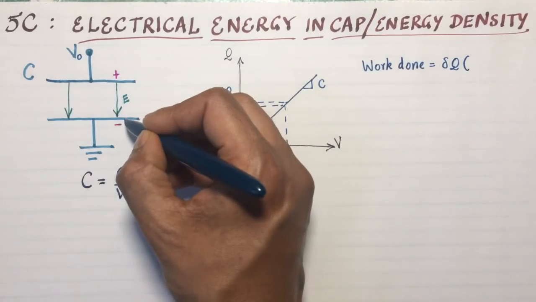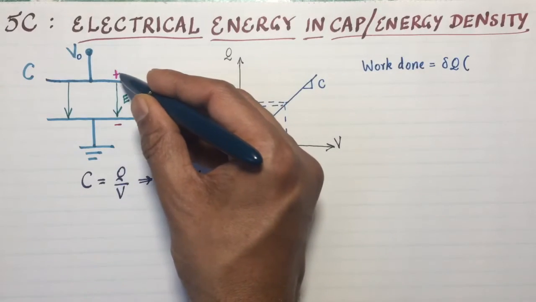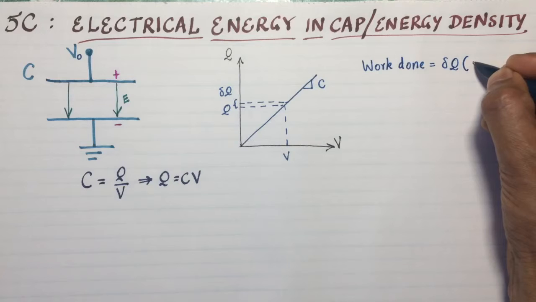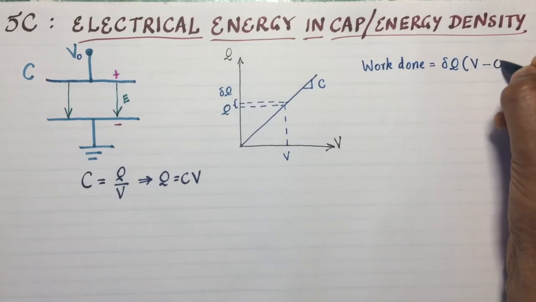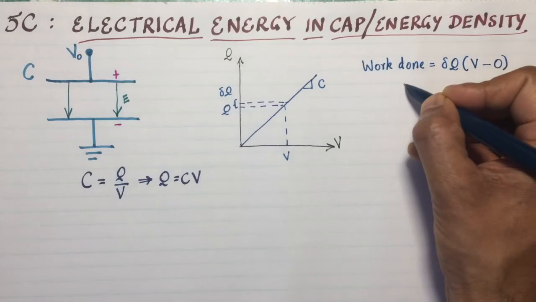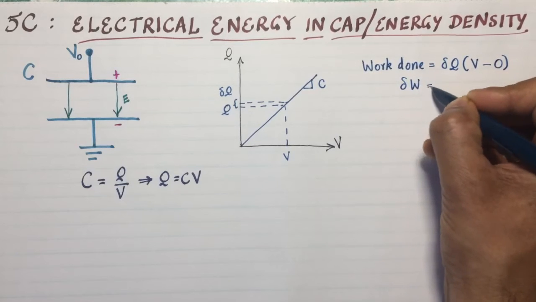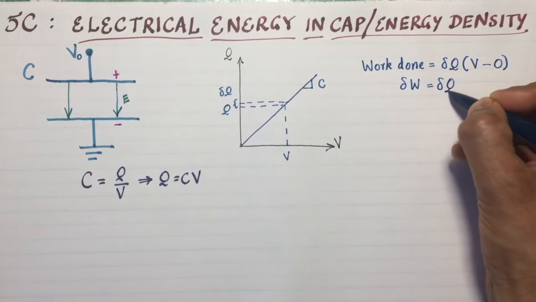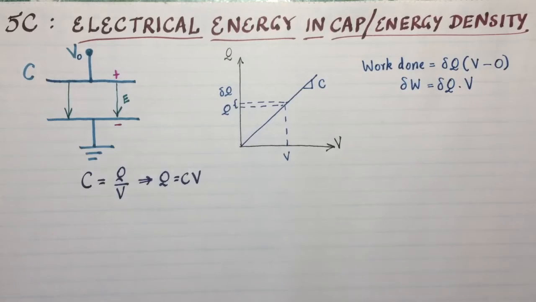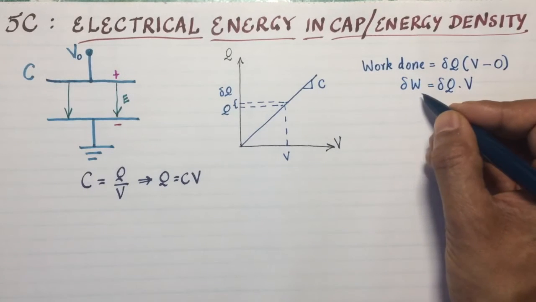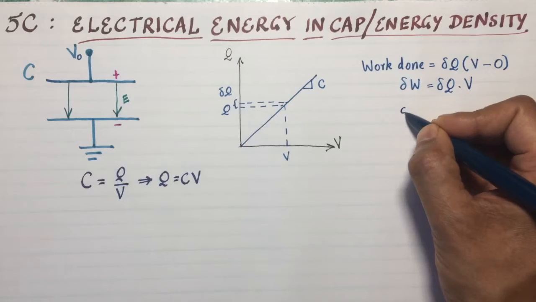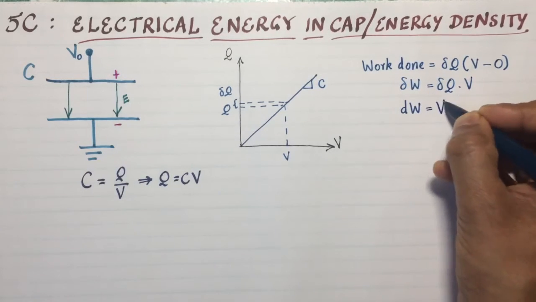Now you've taken it from ground, which is zero potential, and taken it up to the positive plate. So the final potential energy is V, and the initial potential energy is 0. And this work I'll call delta W. And to transfer that amount of charge delta Q, the amount of work done is that. Now what I'm going to do is I'm going to play the calculus game. In the limit that delta Q goes to 0, this is dW equals V dQ.